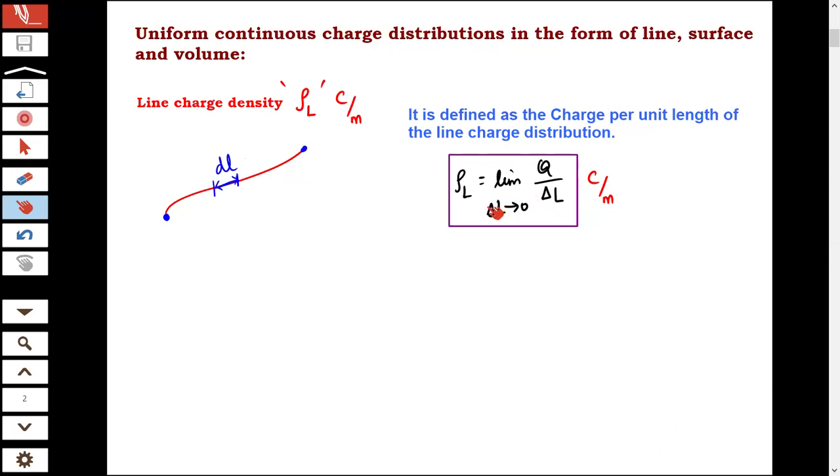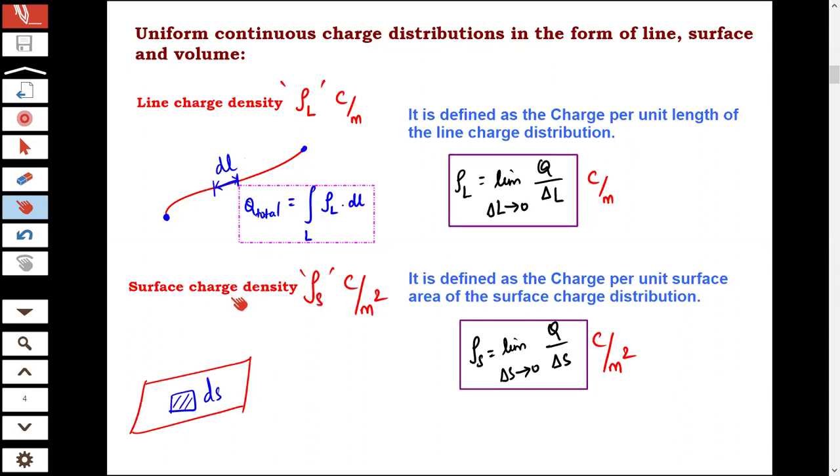With this charge density, it is possible to get the total charge contained in the entire length. That is, the total charge can be written as the integration of this line charge density value over the length of this line.